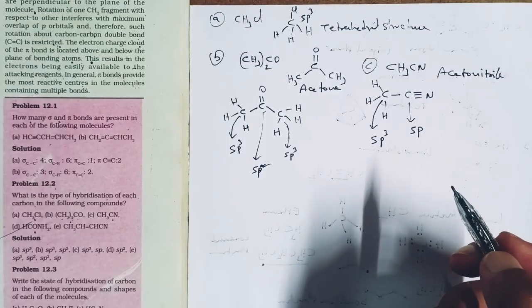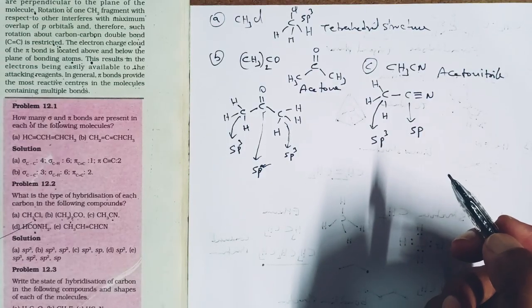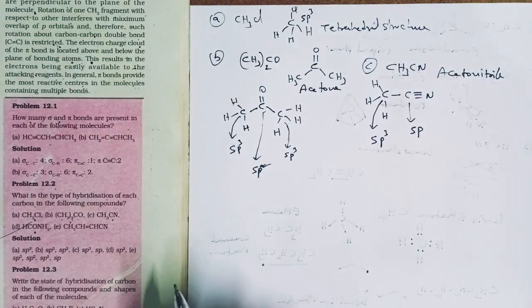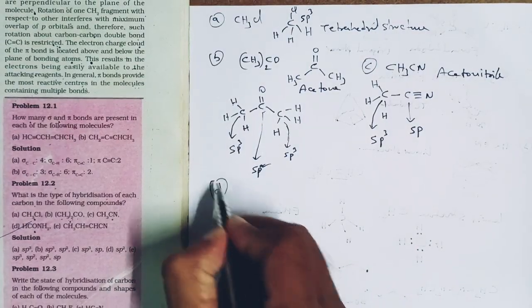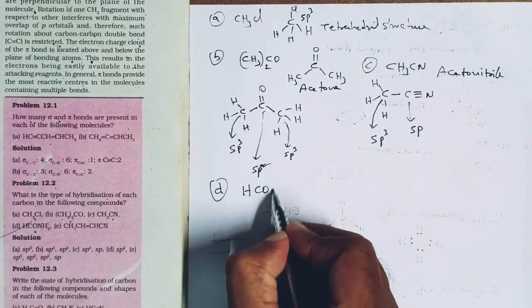Acetonitrile, or ethane nitrile. The IUPAC name is ethane nitrile. Okay, that is the third compound. And D, the fourth compound, is HCONH2.